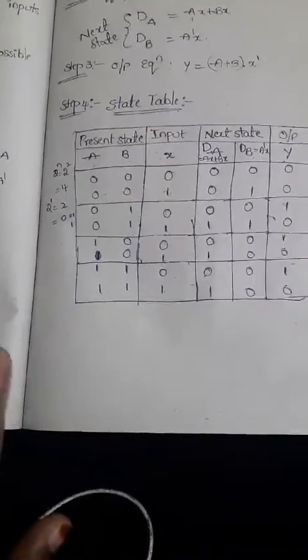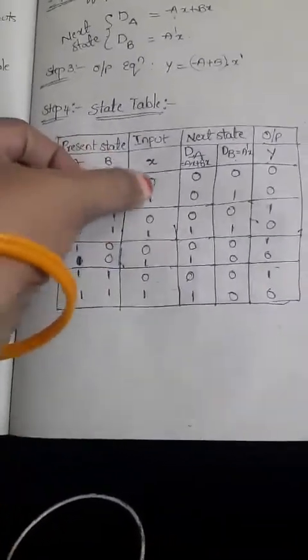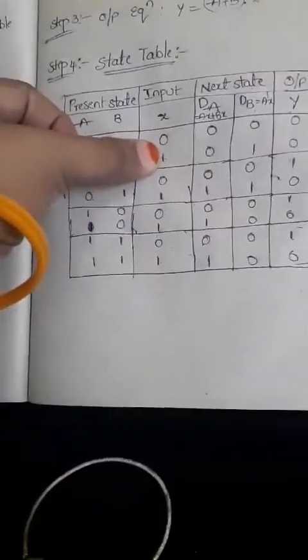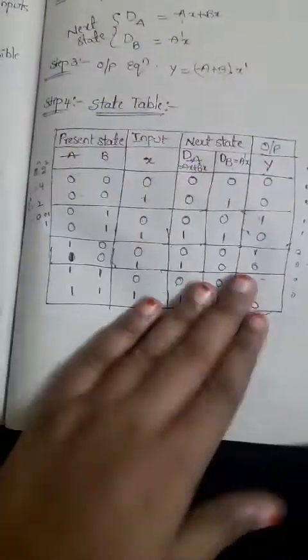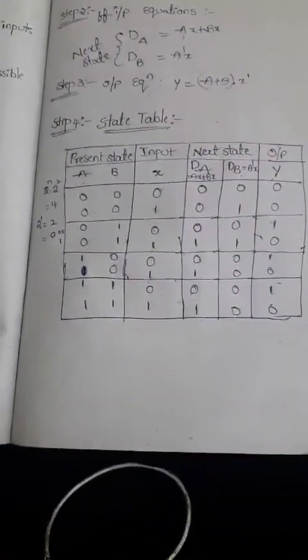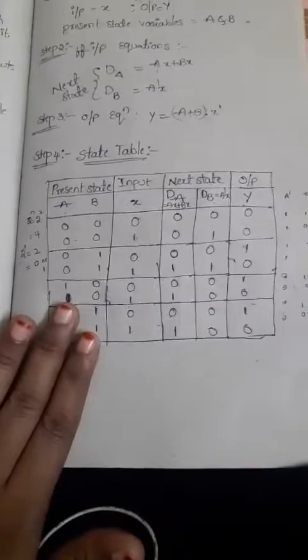If you have a single input you get 2 possibilities like this. If you have double inputs then you get 4 combinations like this. Then for the next state, you already have the equations. With the help of those equations you can find the result. Okay, so this is the state table.